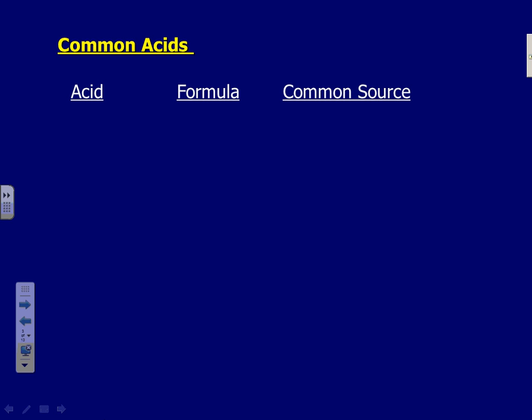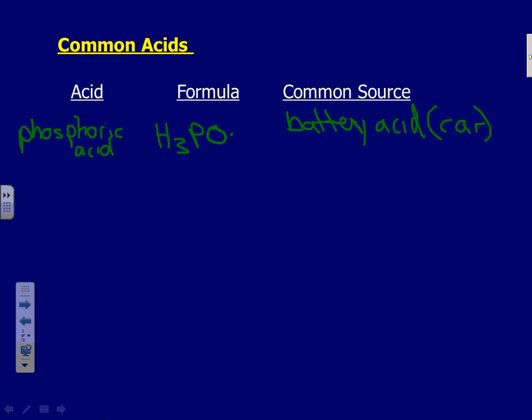Okay, let's go with the battery acid first. Common source. So I'm going all the way to the common source. Battery acid, and I'm going to go with a car battery, all right? Different than a regular battery, a car battery. And the acid that's in a car battery is actually phosphoric acid. And its formula, we haven't done the naming of acids yet, so I'm going to tell you, is H3PO4. Excellent.